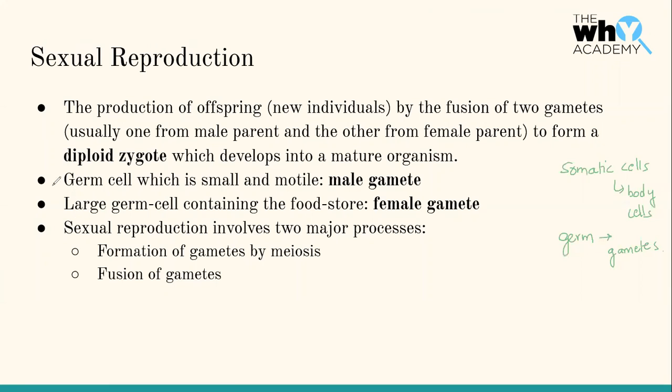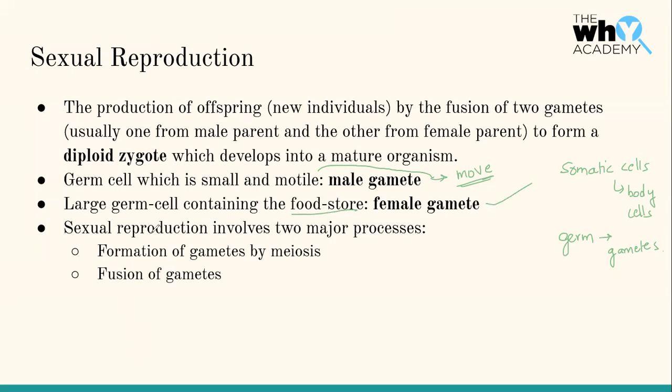The smaller germ cell, which is motile as well, meaning it's able to move, is usually called the male gamete. And the large germ cell, which usually will be fixed in one place and will have food storage or food reserves, will be the female gamete.